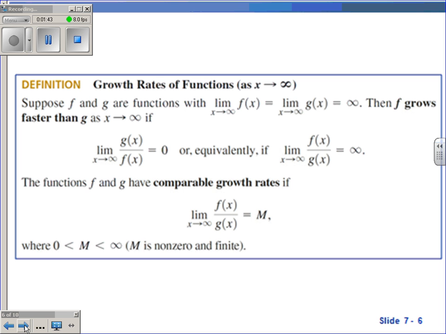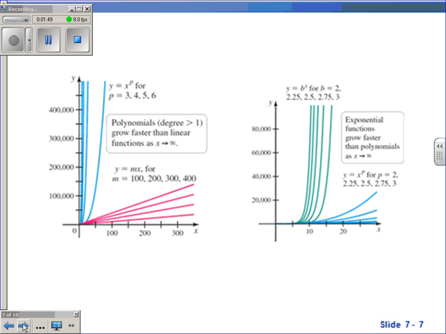Now, if you compare them, just think about what your graphs are. If you're looking at linear functions, the pink ones down here are all of our linear functions. These are the graphs of y equals 100x, y equals 200x, y equals 300x, and y equals 400x. They don't look like they're rising that quickly, but that's only because we're comparing them in this graph to y equals x to a power. The blue graphs are y equals x to the third. This one right here would be y equals x to the third, and it is growing so much faster than even y equals 400x, which would be this top one.